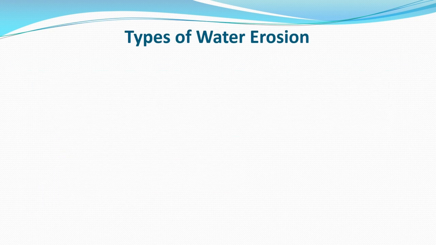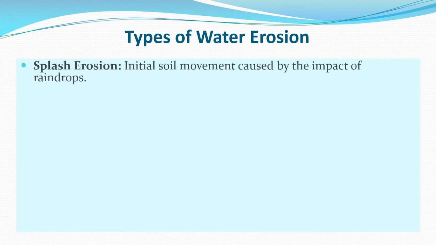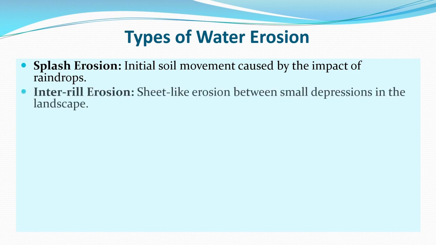Types of water erosion. Water erosion is initiated by impact of raindrops. We call that erosion as splash erosion. It is the erosion which is caused by raindrop impacts. It initiates the movement of soil. Higher the intensity of rainfall, higher is the rate of detachment of soil particles. Once the soil particles get detached, they are carried away by flowing water.